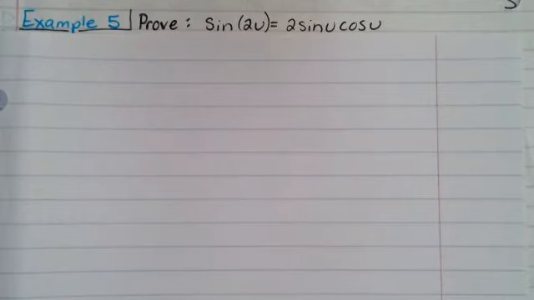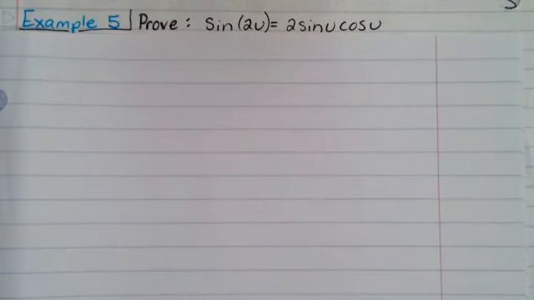All right, guys, in this video, we are going to wrap up the 5.3 section. In the last video, we talked about sum and difference identities. And in this video, we're going to talk about double angle identities.